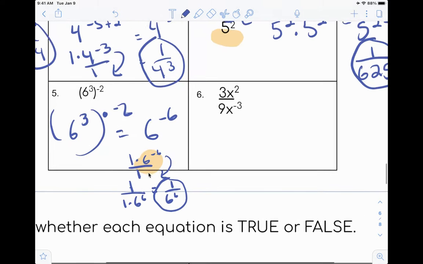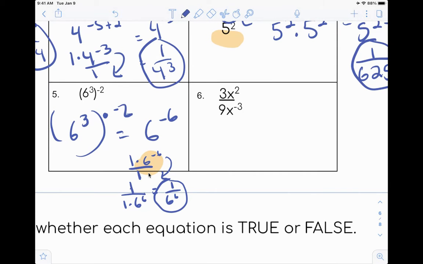Okay, in problem number 6, I'm going to bust up my numbers and my variables. So what that means is I'm going to rewrite the first part as 3/9 times x squared divided by x to the negative 3 power. So I can very easily simplify 3/9 because I know that 3 goes into 3 once, and it goes into 9 3 times. So 3/9 I can rewrite as 1/3.